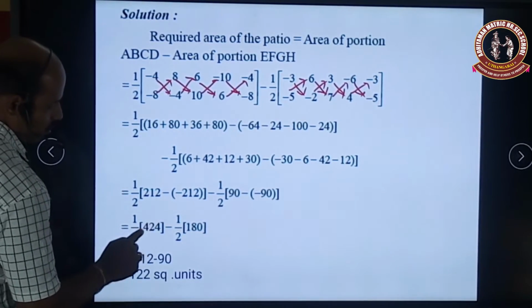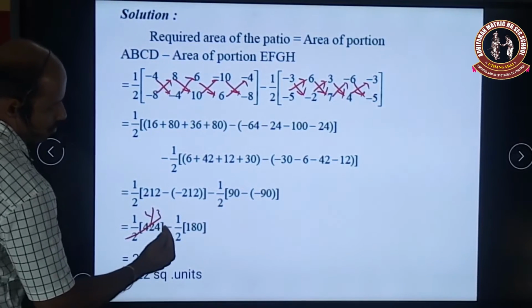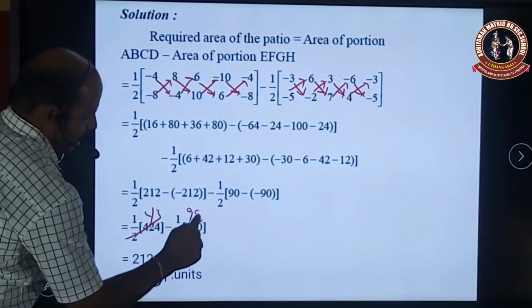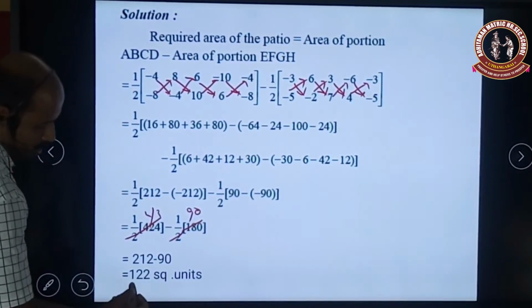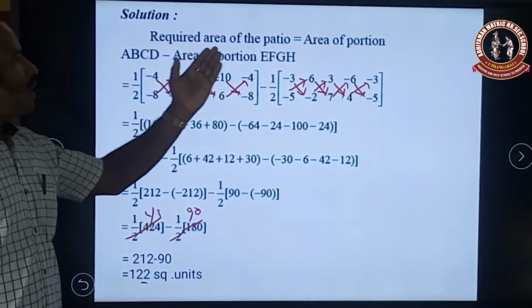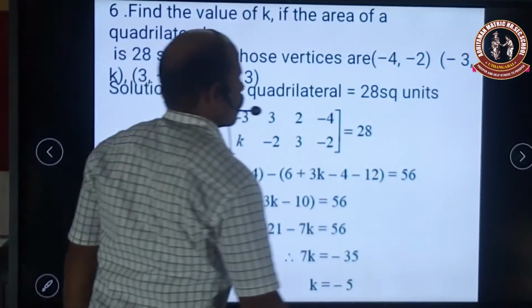One twos are 2, two twos are 4, one twos are 2, two twos are 4, 212. Minus 1 2s are 2, 9 2s are 18, 90. 212 minus 90 equal to 122 square units. Area of the required quadrilateral equal to 122 square units.